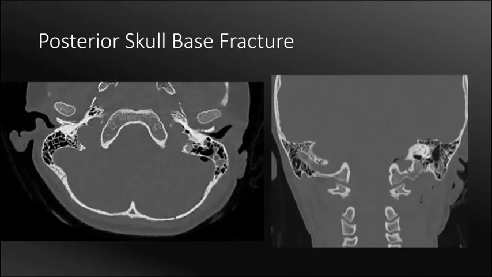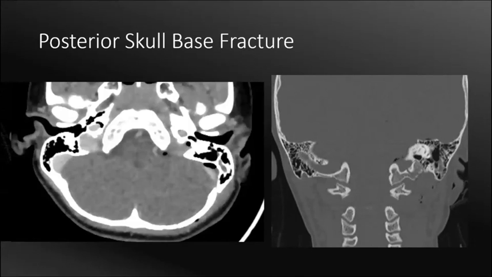Here's another example of a patient with posterior skull-base fracture. This was a 6-year-old who fell from a folding table at a laundromat. You can see that there's fracture through the occipital bulb as well as the jugular fossa, and you can see that there is air along the sigmoid plate on the left.